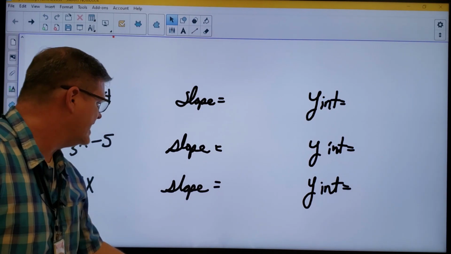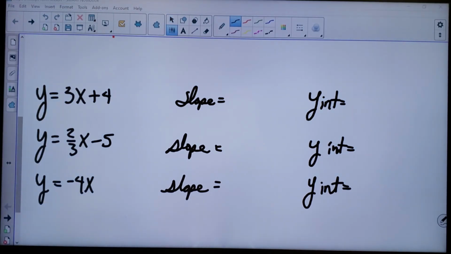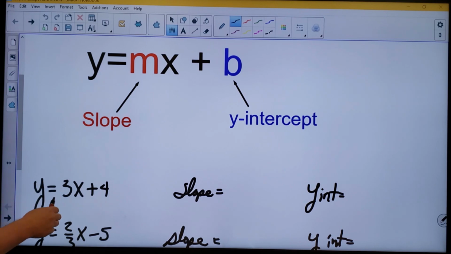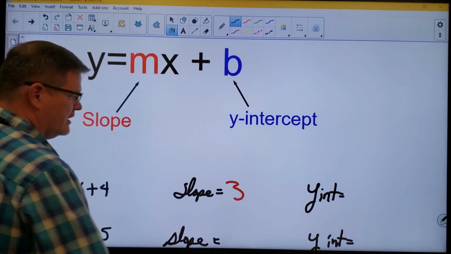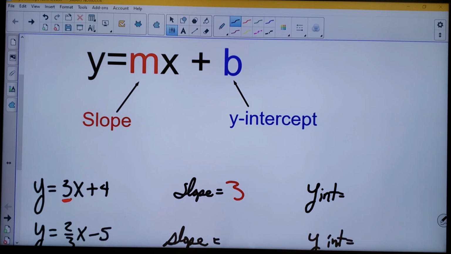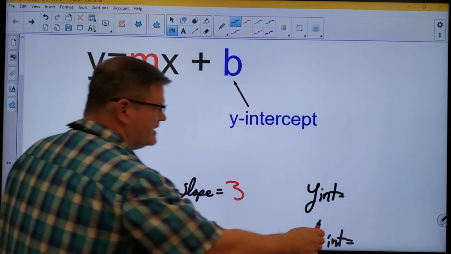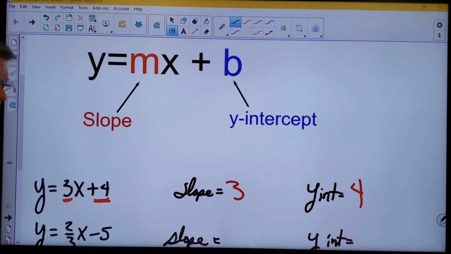So like on this first example, the number that is in front of the x, so I can show a little bit of it in the frame, the number that's in front of the x is the 3. So that is going to be our slope. Our slope in this case is 3. The y-intercept is the number that's been added or subtracted at the end here. So in this case, our y-intercept is a positive 4.